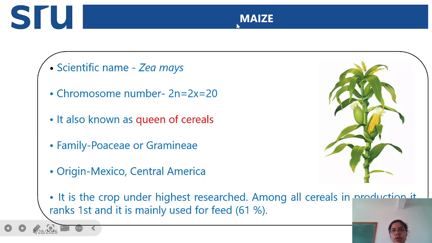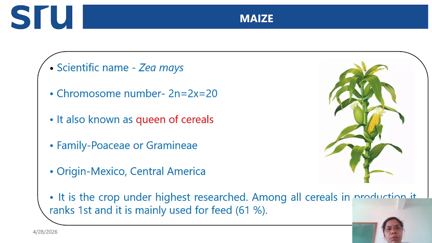Maize, as we know, among all the cereals, will give more productivity. So it is called the queen of cereals. But the king of cereals is the wheat crop.